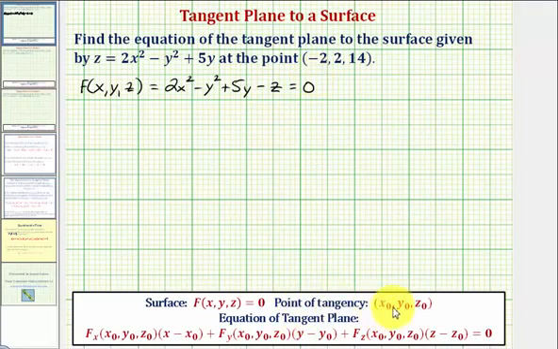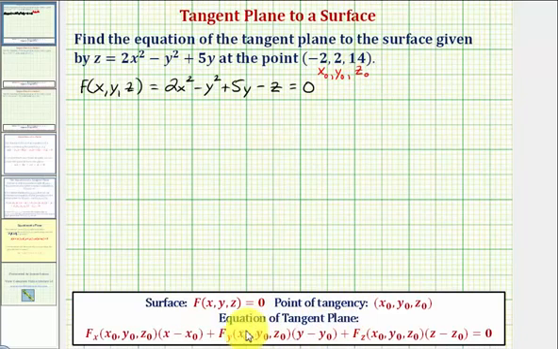Next, notice how the point of tangency is the point x sub 0, y sub 0, z sub 0. So in our case, x sub 0 equals -2, y sub 0 equals 2, and z sub 0 equals 14.